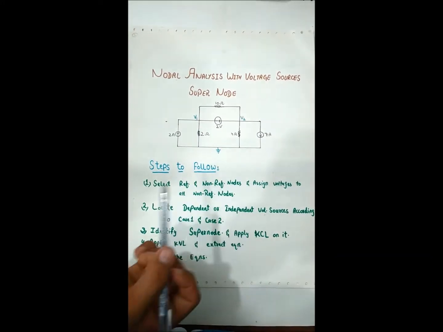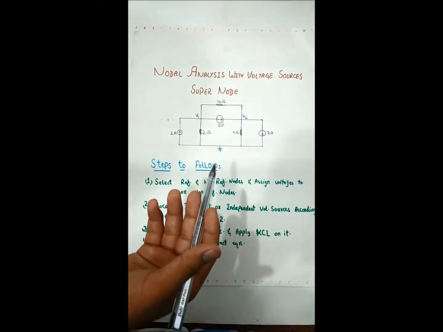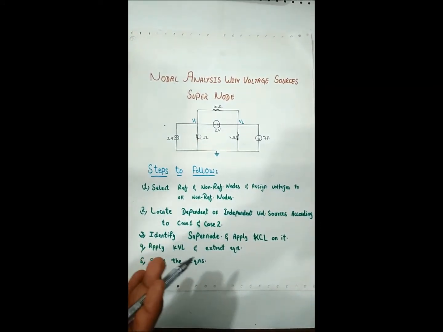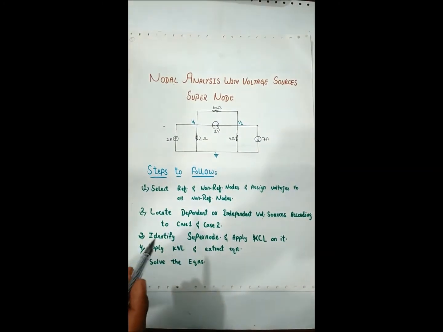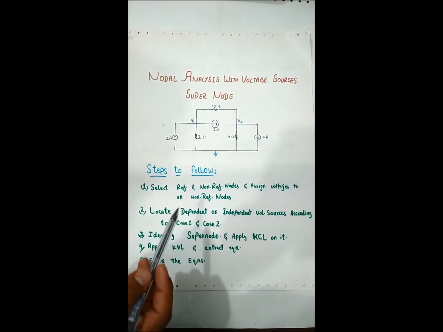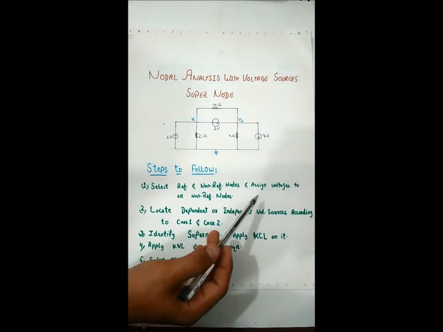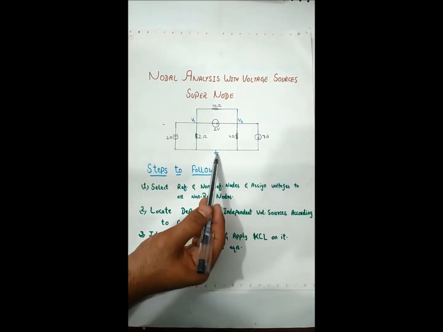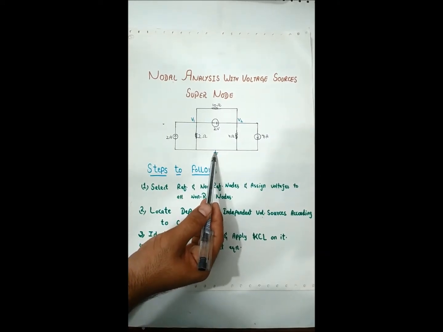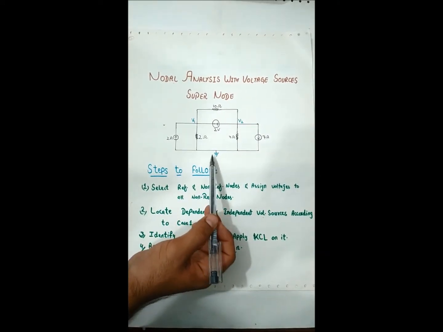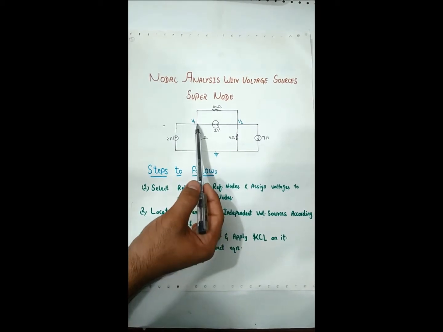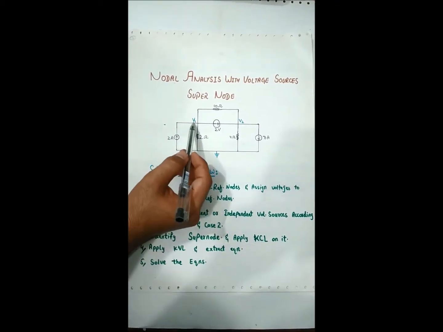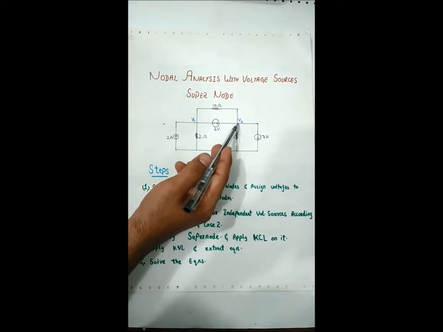In this procedure, there are 4 to 5 steps you have to follow to analyze any sort of circuit correctly. The first step is to select the reference and non-reference nodes and assign voltages to all non-reference nodes. Ground, as you all know, is always the reference node, and the other nodes V1 and V2 are the non-reference nodes. Now we have assigned voltages V1 and V2 to these non-reference nodes.